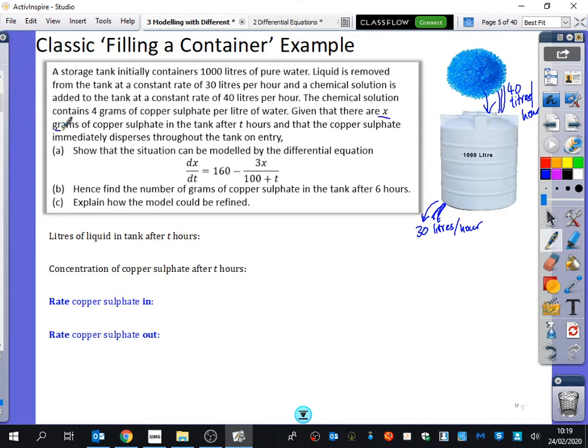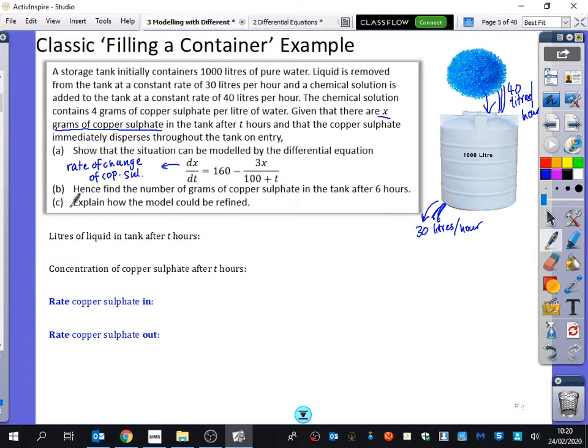There are X grams of copper sulfate. So this is the rate of change of copper sulfate. Now, how is the copper sulfate going to change in this tank? Just ignore everything that is written here for a second and just look at this picture and tell me, why is the rate of copper sulfate going to be changing?